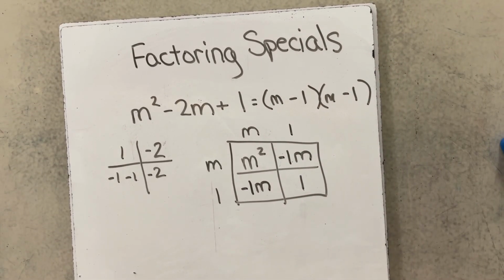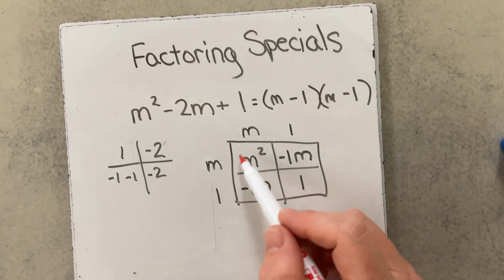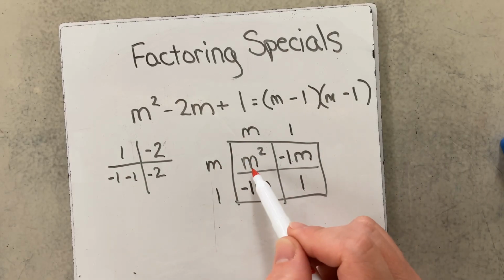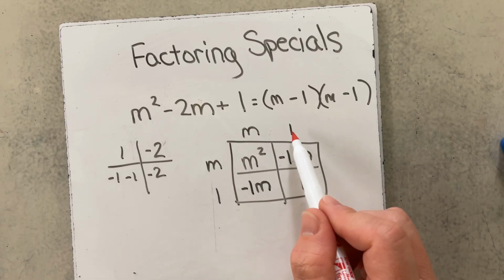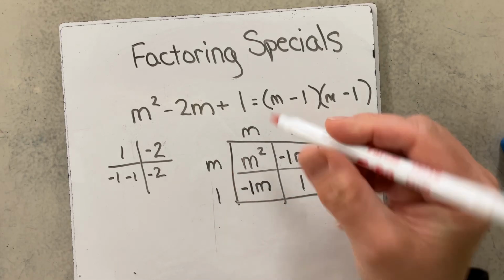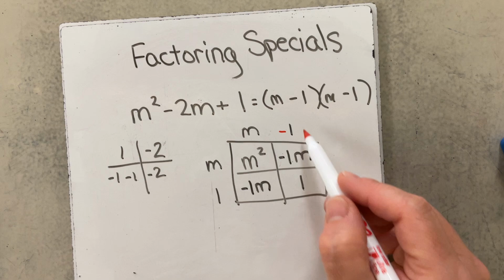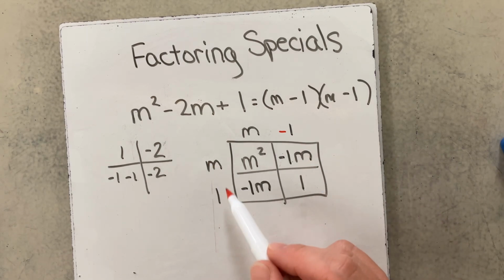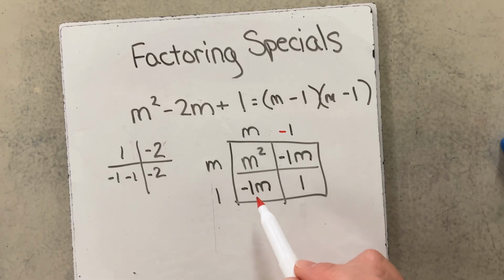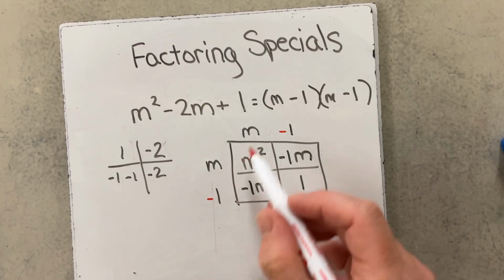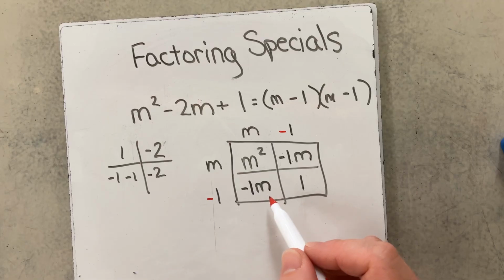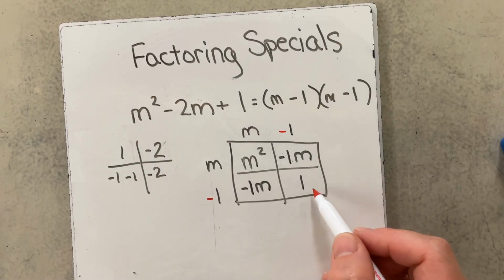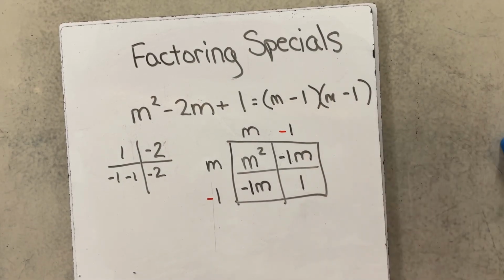Let's check our signs, though, to make sure it is really a negative. m times m is m squared. m times 1, we need a negative. There we go. So m times -1, that's the -1m. 1 times m, need a negative. -1 times m, yes, that is -1m. And negative times negative is positive. So this is correct. This is what is known as the perfect square trinomial.